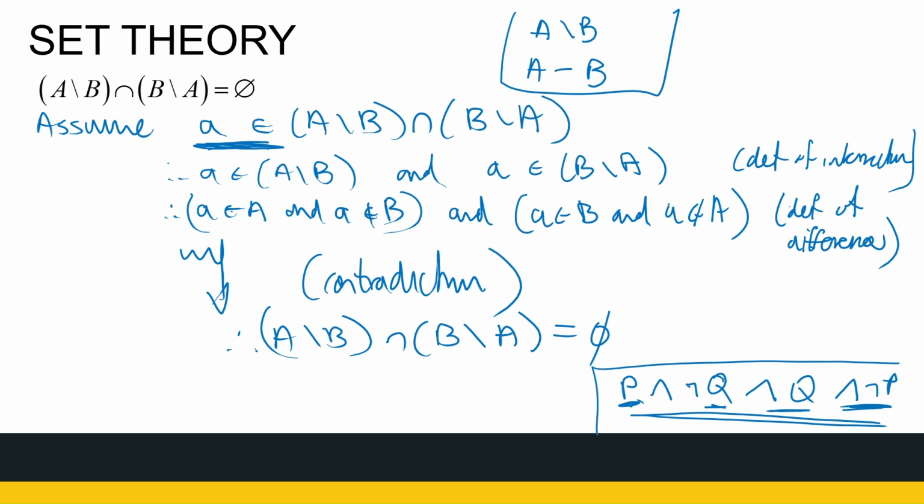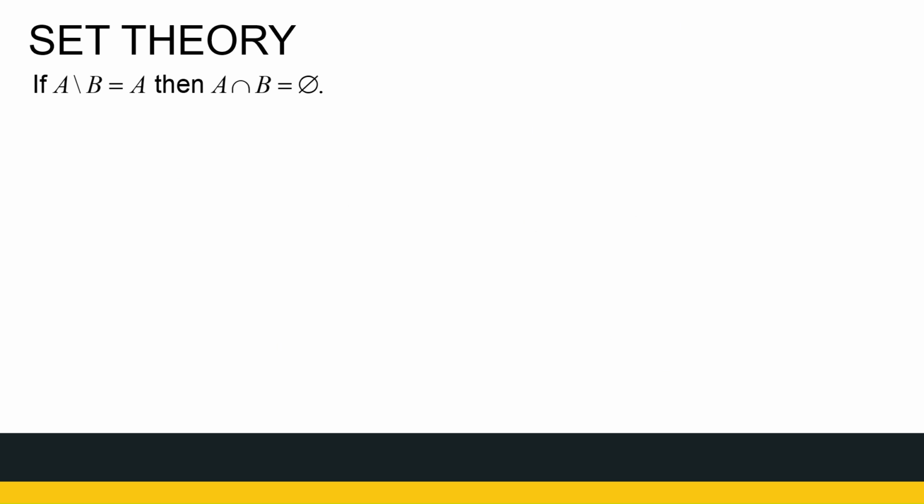All right, let's look at one more proof by contradiction. If A without B is the set A, then the intersection of A and B is an empty set. So now we already know how to do a proof by contradiction. You can try this on your own, set it up and see where it leads, or you can follow along. So we're going to say, assume x is an element of A intersection B.